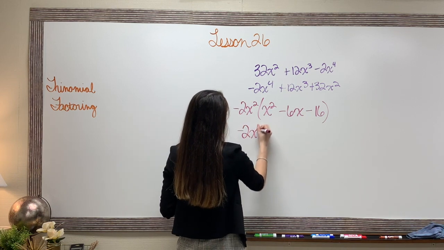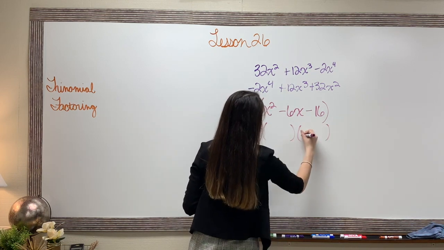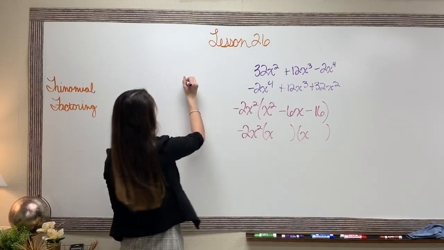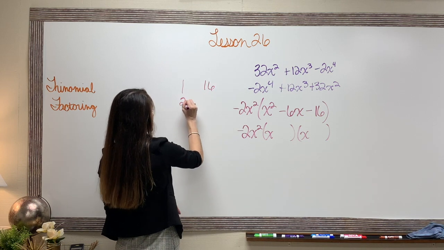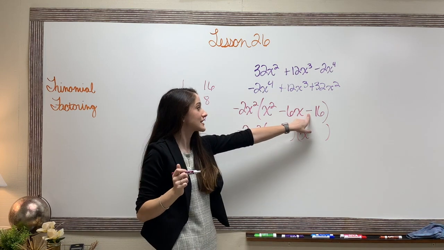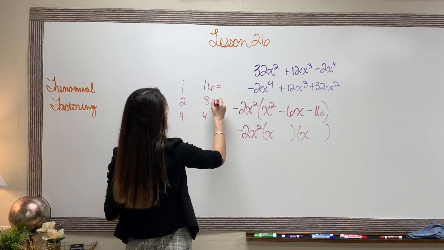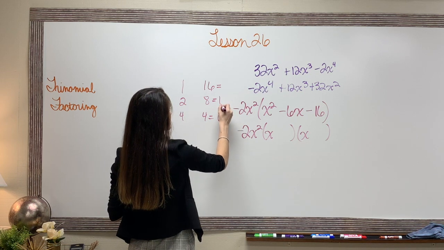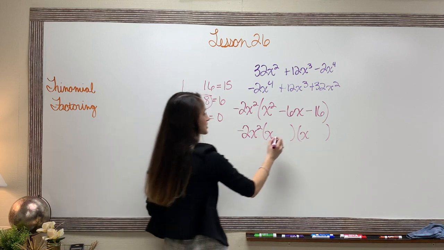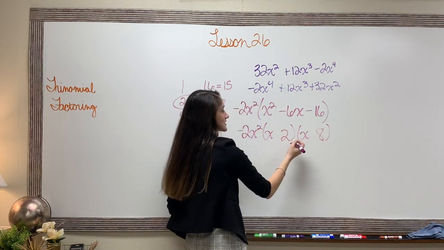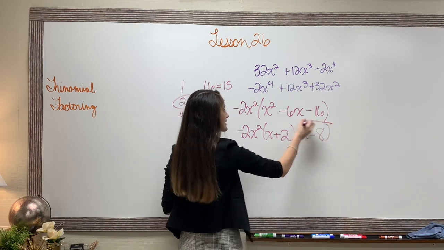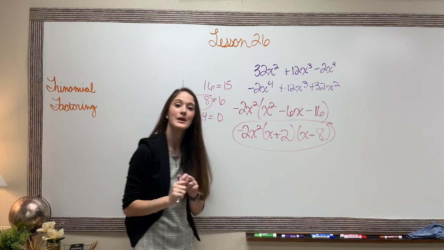So -2x squared, 2 sets of parentheses, x times x, and we need to get our factors of 16. So we have 1 times 16, 2 times 8, and 4 times 4. It's -16, so I'm subtracting these. And this one gives me 0, this one gives me 6, and 15. Our middle term is 6, so I'm going to go with 2 and 8. And because 6 is a negative, 8 gets the sign. All right, and there we go. We are all done. And so that's it.